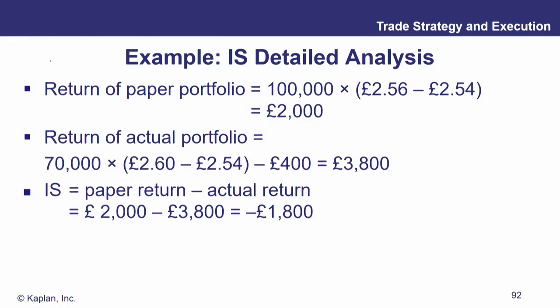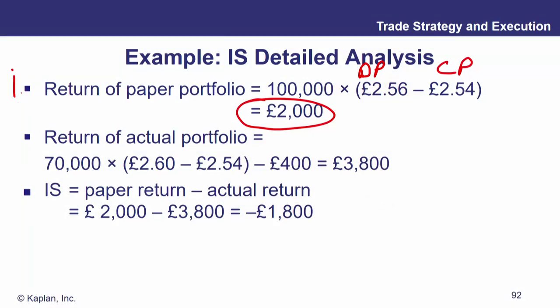So just like we do with any implementation shortfall, step 1, let's calculate the return of this paper portfolio. Well, we wanted to trade 100,000 shares. We traded 100,000 shares. Now remember, the decision price was 256. So let's label this just to make sure you can see this. The decision price is 256. So 254 is the closing price. Okay, so if we take the return of the paper portfolio, we end up with $2,000 return on that paper portfolio. It's a 2,000 pound return in absolute terms.